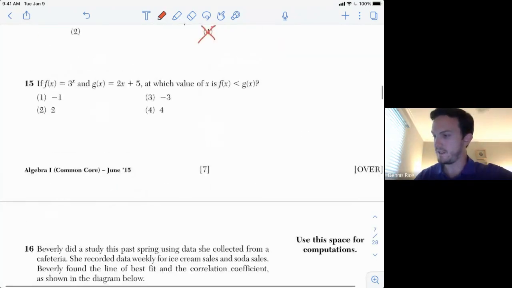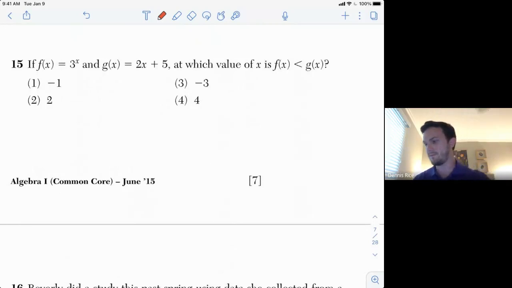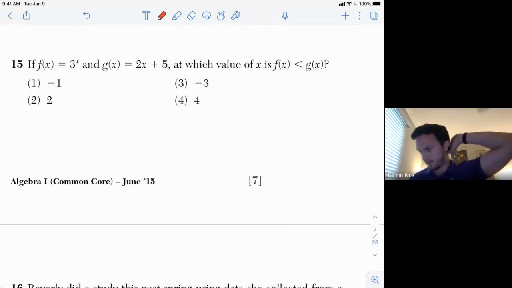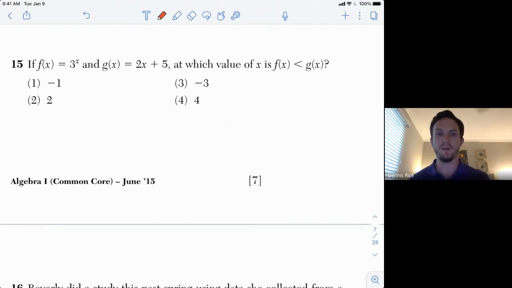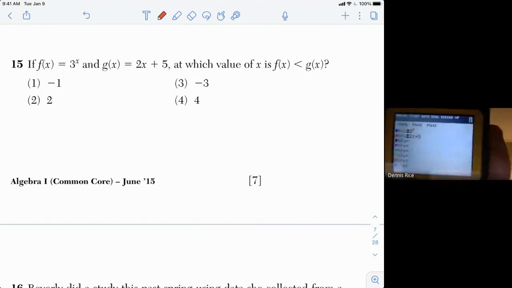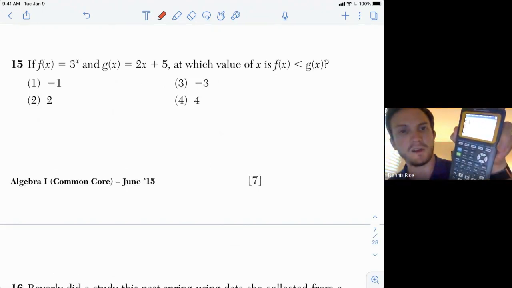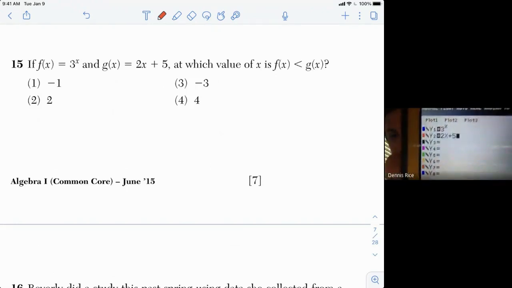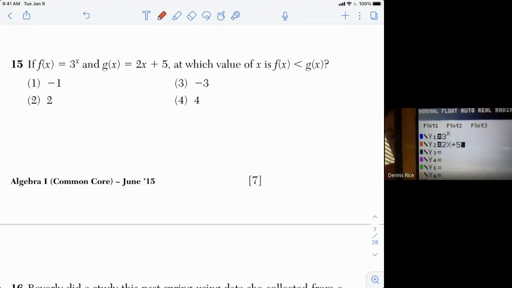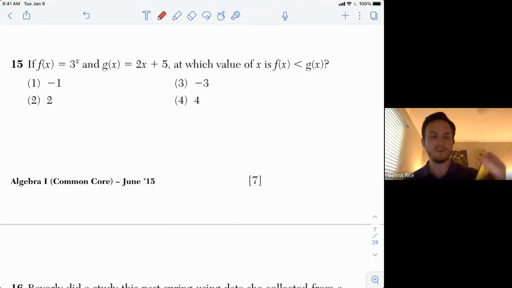Okay, 15. For 15, we're told f of x and g of x, and we want to know for which value of x is g of x larger? Is it having a larger output? This is a great example of one that could all be done on a calculator. So if you have a calculator on you, go ahead and type in these two functions. Should look like this. So 3 to the x power and 2x plus 5. And g of x is the 2x plus 5. So this question is asking, when does that bottom equation win in terms of outputs? So I'm going to go into my table.